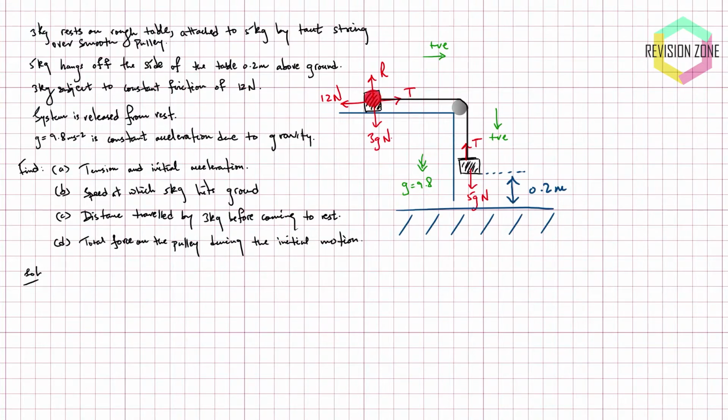Of course, we need to define positive direction. So this particle is going to move to the right when the system is released from rest, so it makes sense to define right as positive. And also this particle is going to move down when the system is released from rest because this is heavier. So it's sensible to define downwards as positive as well.